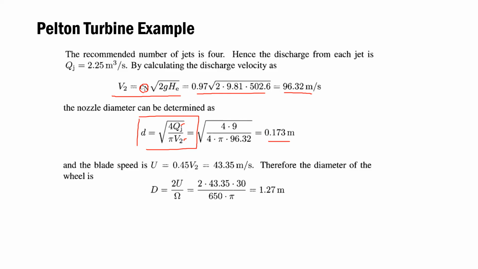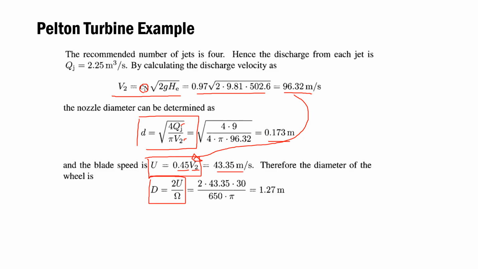And the blade speed, we have looked into this equation before in class. The blade speed U is equal to the speed ratio multiplied by V2, the discharge velocity. So we have the speed ratio equal to 0.45, and we just calculated the velocity up there. We plug in the values, and we will get the blade speed equal to 43.35 meter per second.